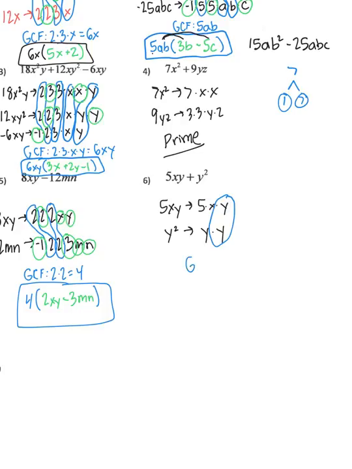So my greatest common factor is y. So y goes first. Then my leftovers, I've got 5 times x on the inside, and I've got y for my second term. And that gives me my answer.